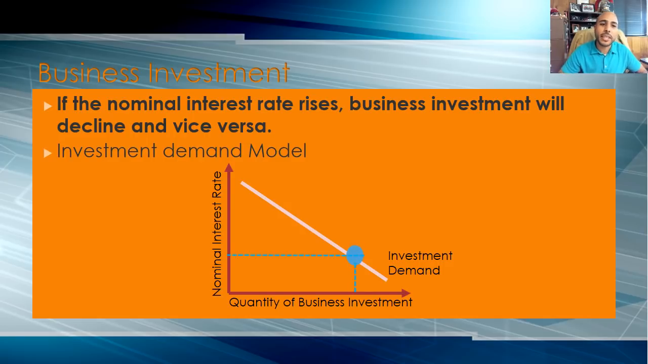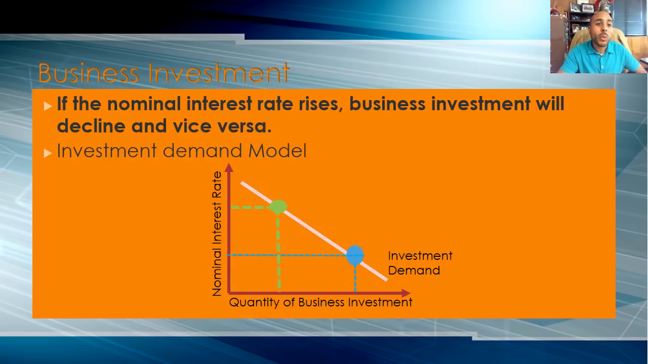So let's take a look at a scenario where we have a low nominal interest rate. You'll notice that on our graph, when the nominal interest rate is low, the quantity of business investment is really high. But if for some reason, like let's say the government started borrowing too much money, what we'll see is that the nominal interest rate is going to rise. And as you can see, when the nominal interest rate rises, the quantity of business investment declines.